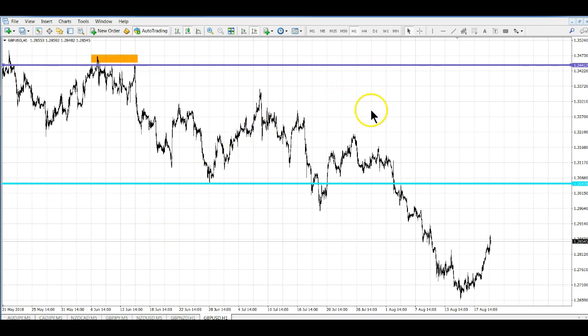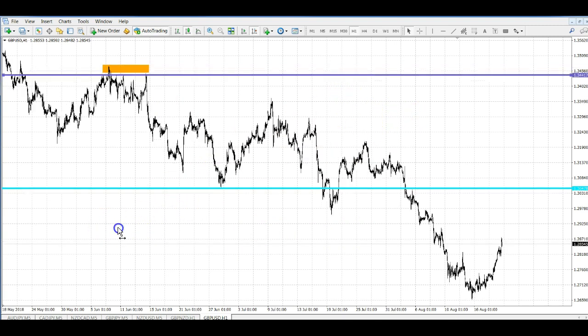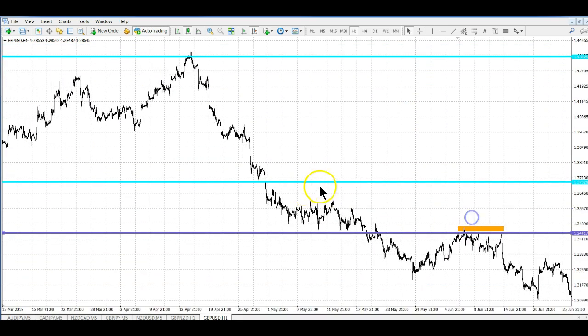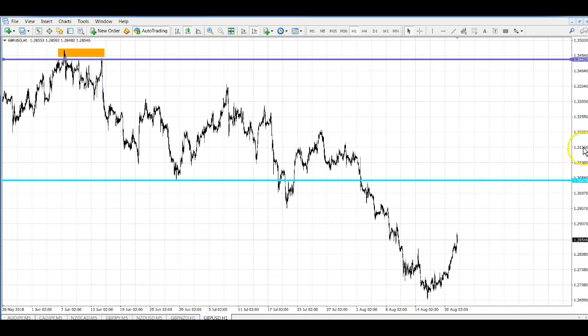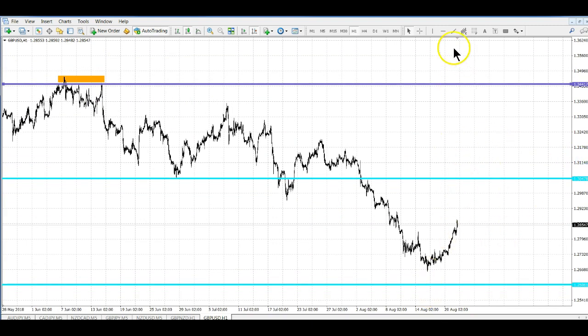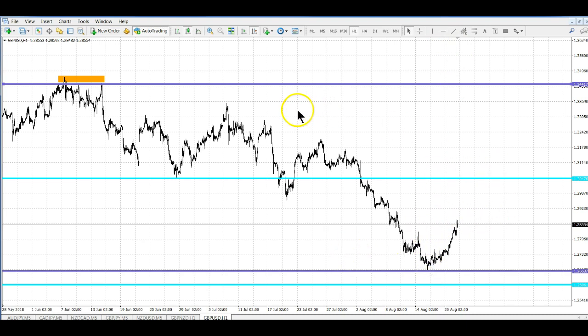Let's see if we can find some more that's not already marked. You want to stay within a reasonable distance of current price. Okay, there's our support. Again, we were doing trend lines. All of this will be considered some resistance, because when price gets to that trend line, it's going to meet resistance there.